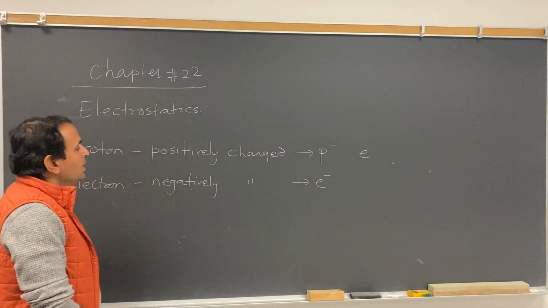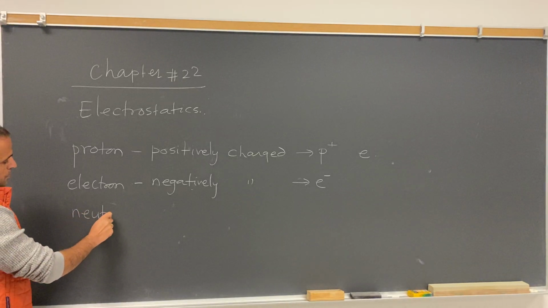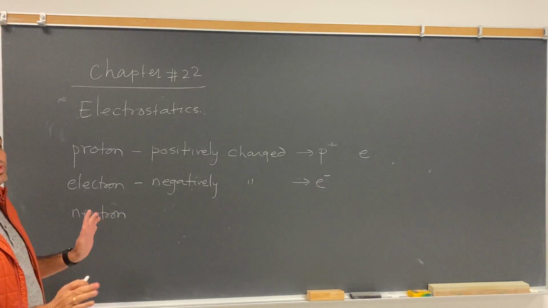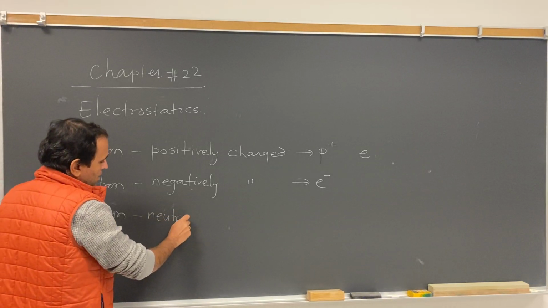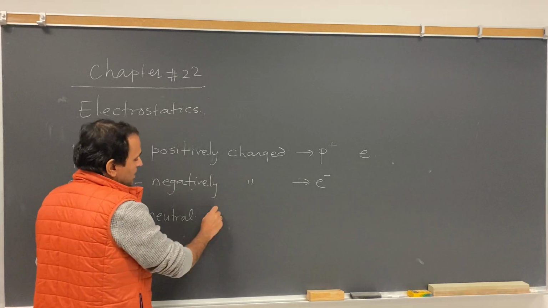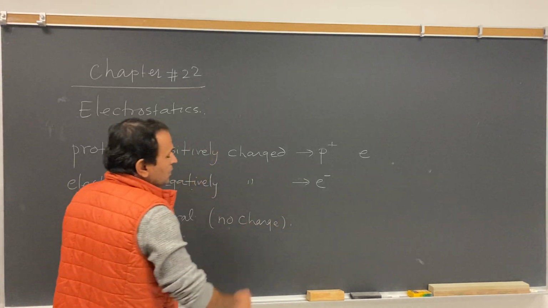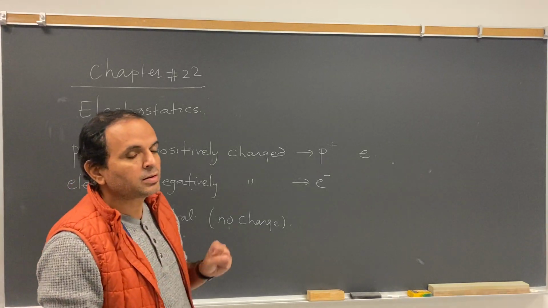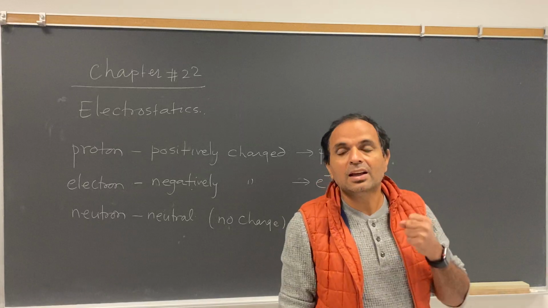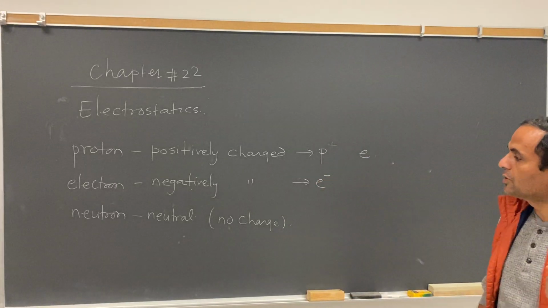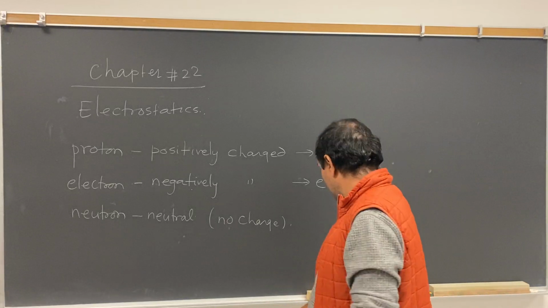And there is another particle we call the neutron. The neutron has no charge, it is simply neutral. So we have a positively charged particle, the proton, a negatively charged particle, the electron, and another particle, the neutron, that is neutral, with no charge.